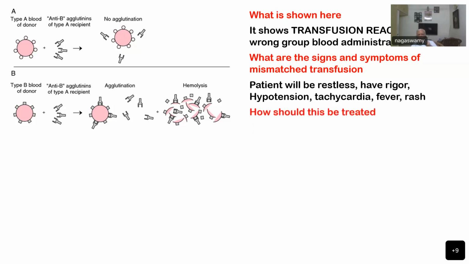So how will you treat that? Once you diagnose a mismatched transfusion, how should this be treated? Immediately stop the blood transfusion. First and foremost, you stop further transfusion. Excellent. That is the first and foremost thing you have to do. Very good. Then how do you prove that it is a wrong or mismatched transfusion? Direct Coombs test, DCT. To do that, what should you do in case this happens in your career? How do you safeguard yourself?